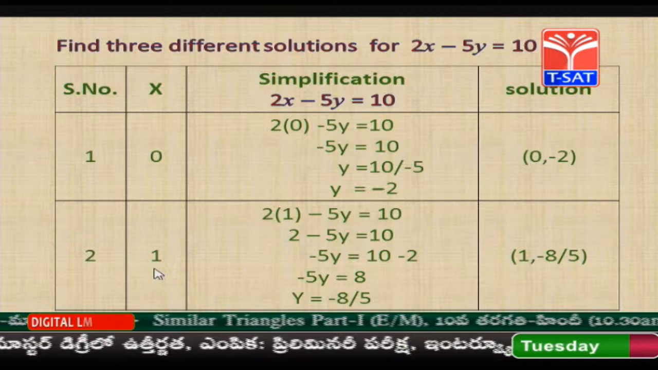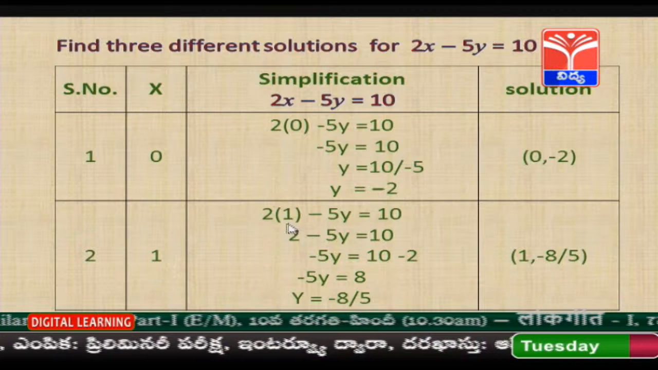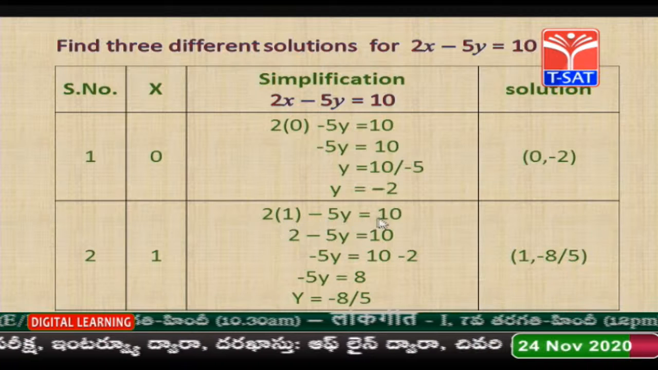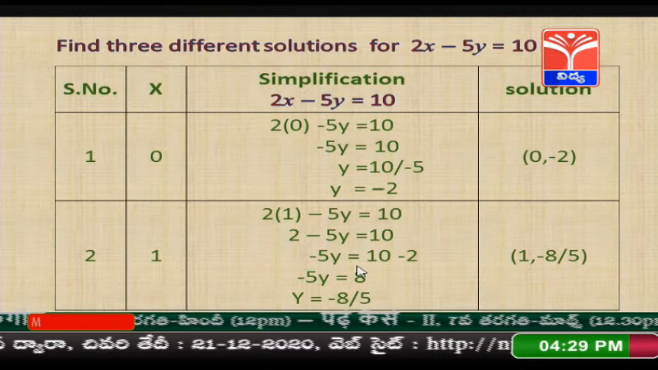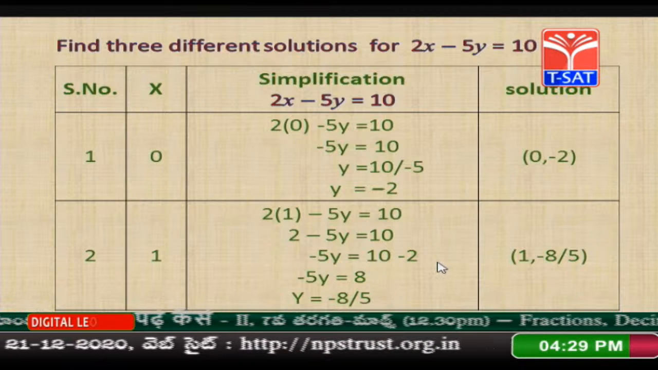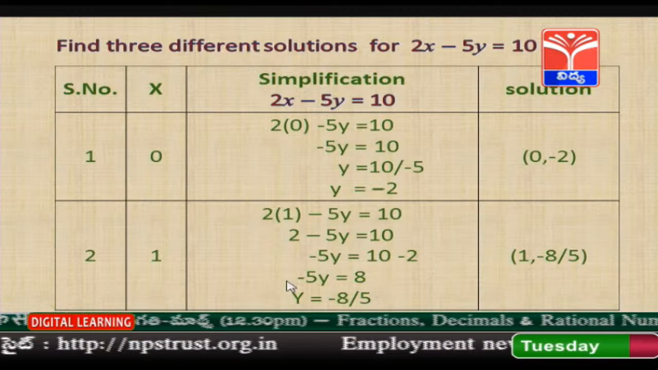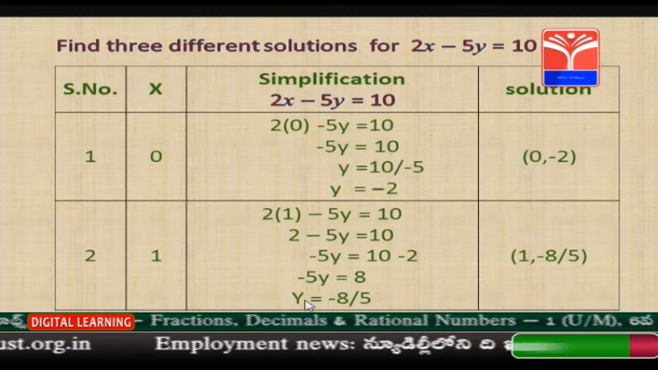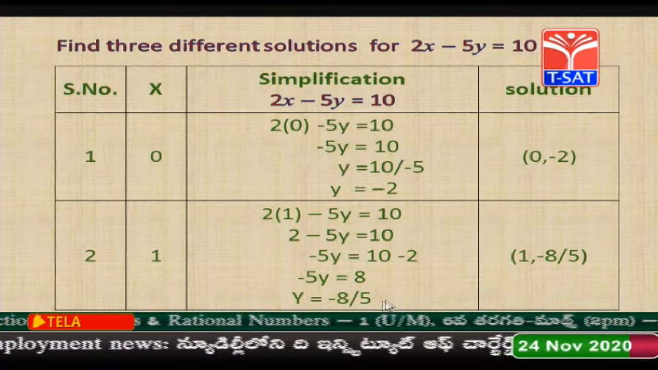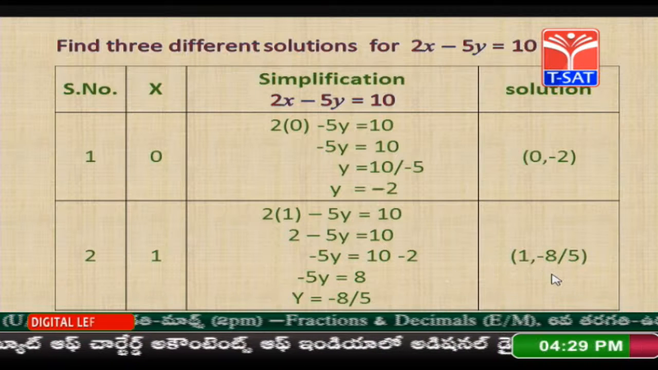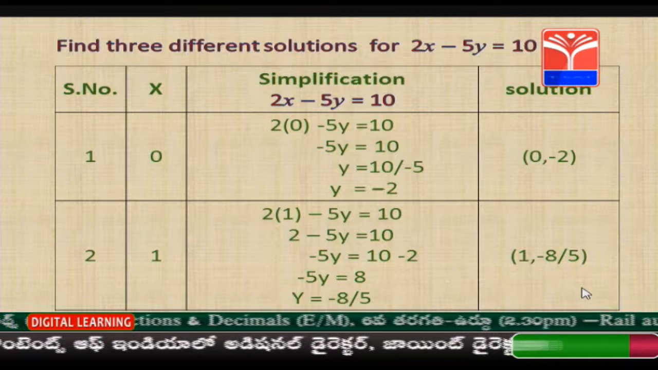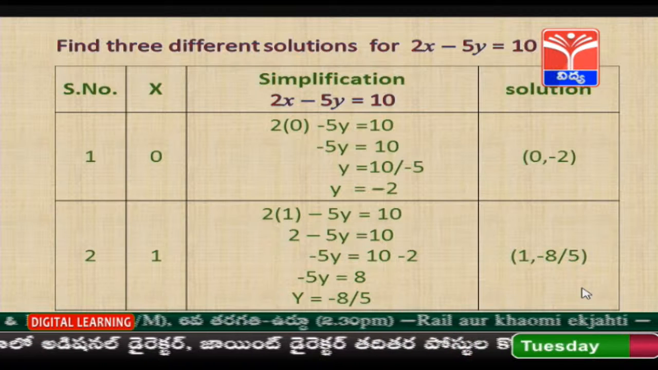Now, when I am taking x value as 1, what happens? You see, 2 into 1 minus 5y is equal to 10. 2 minus 5y is equal to 10, minus 5y is equal to 10 minus 2, how much does it become? 8, minus 5y is equal to 8, that means y is equal to minus 8 by 5. That means my solution set is 1 comma minus 8 by 5. Now, I want to go for the third one.